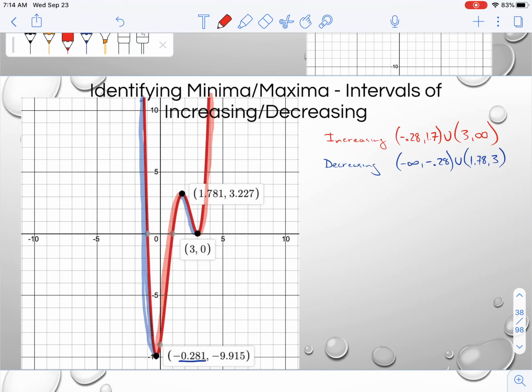My local max is going to be at 1.78, 3.23 if I round. I'm going to have a local min at 3.0, and I'm going to have an absolute min at negative 0.28 and negative 9.92.